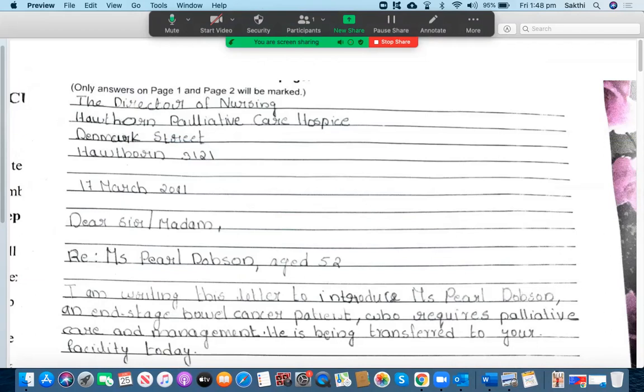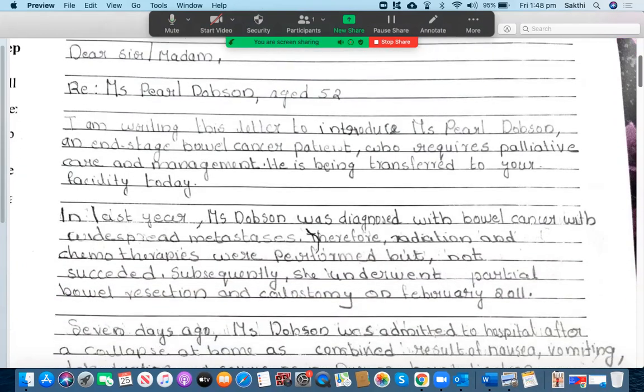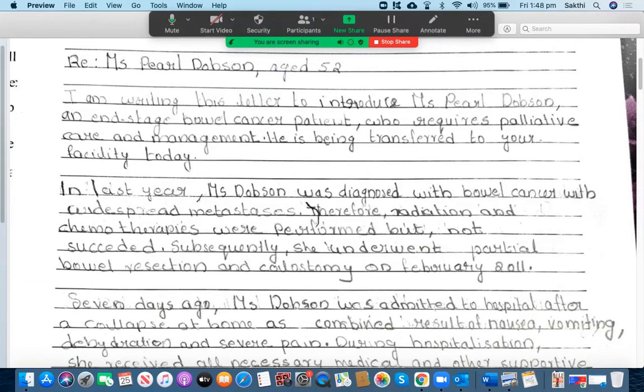Okay. And then she has written down the reference details of the patient, which is regarding Miss P.L. Dobson, aged 52. That's fine. I'm writing this letter to introduce Miss P.L. Dobson, an end-stage bowel cancer patient who requires palliative care and management. He is being transferred to your facility today. That's good. I'm very happy with the way she has written the introduction paragraph because the purpose has been clearly mentioned in this introduction paragraph. All right, let's go to the next paragraph.